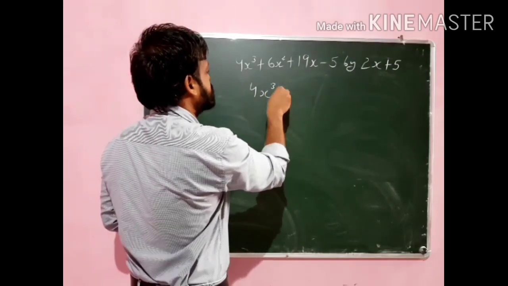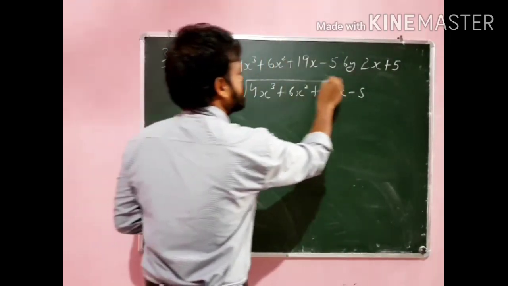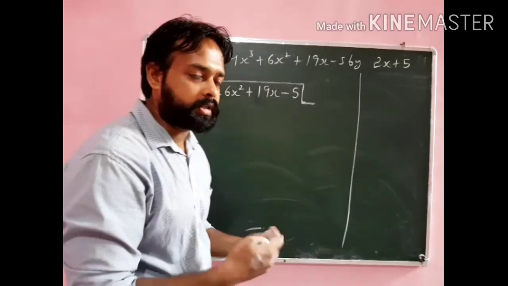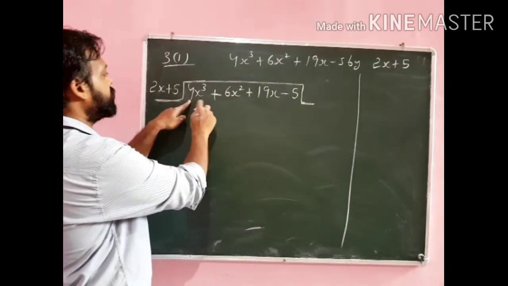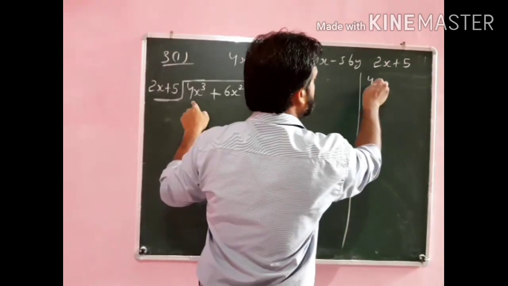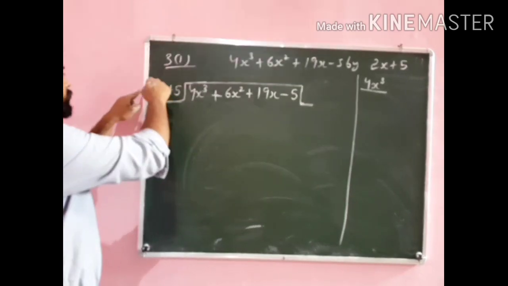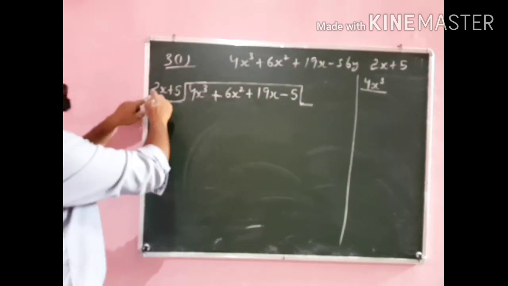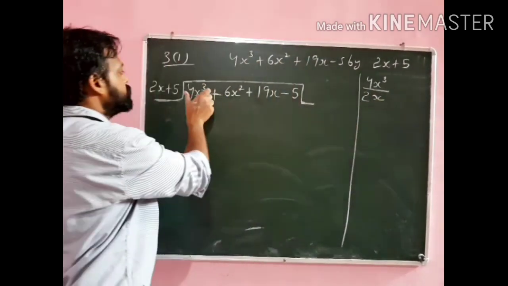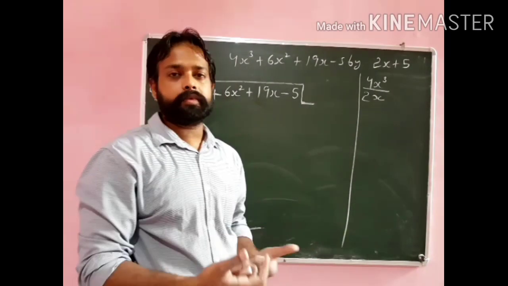So it will be 4x cube plus 6x square plus 19x minus 5 divided by the polynomial 2x plus 5. Okay, what is the first step? First of all, see the highest term in the polynomial. This is 4x cube. Write down 4x cube here. Then see the highest term in the divisor also. This is 2x, so write down 2x here. It means 4x cube is divided by 2x. This is the first step that we have to follow.